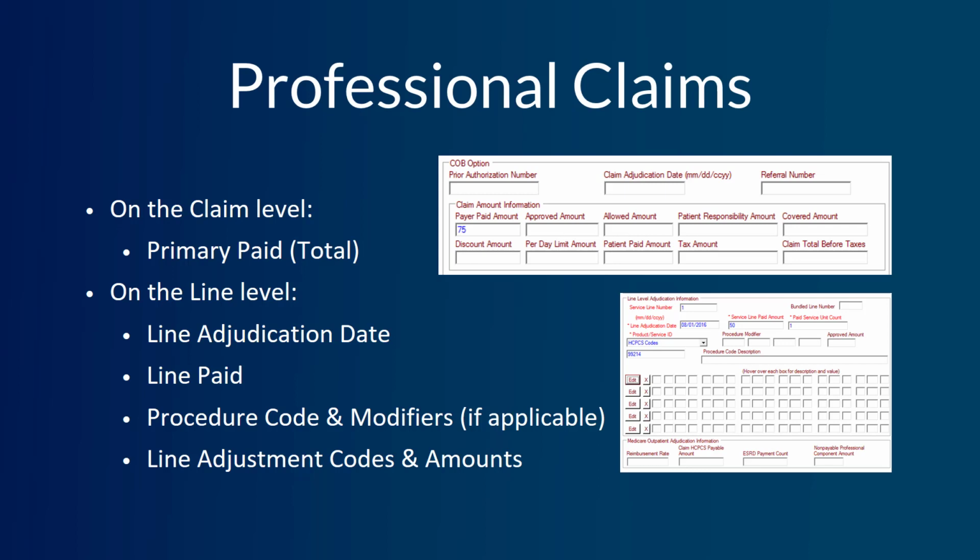Once you've put in the date that that particular service line was paid or not paid, it was adjudicated, then we get to put in how much was paid. Whether it's $0 or the entire amount for that service line, you get to put in what the primary payer has paid out on it. We also get to put in the procedure code and, if applicable, modifiers. Again, recreating what was in the original service line. Then we get to put in line adjustment codes and amounts, and I'm going to go into that in a little more detail on the next slide.